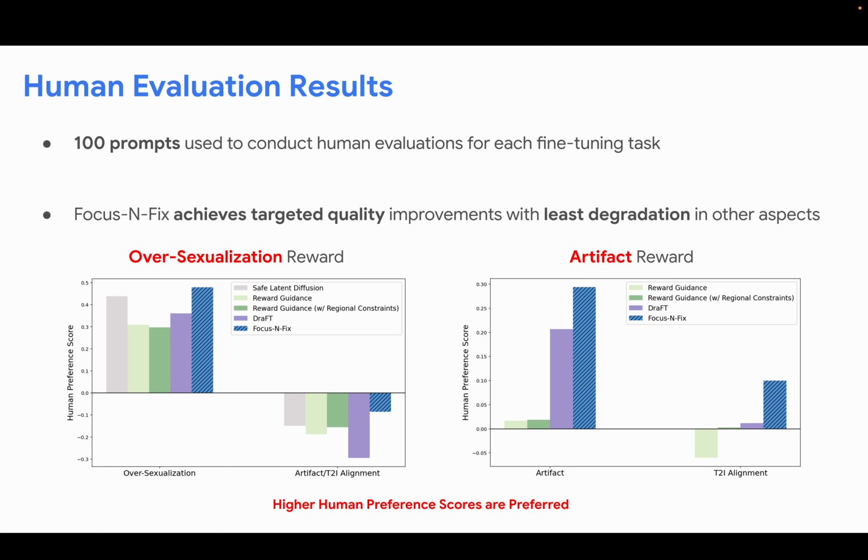We also conduct human evaluation to verify the effectiveness of our method. When fine-tuning the model with one reward, we also evaluate the performance on other quality aspects. Focus and Fix achieves targeted quality improvements with the least degradation in other aspects, since it only corrects the problematic regions, with little or no change to the other regions.